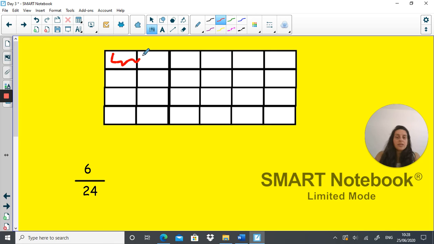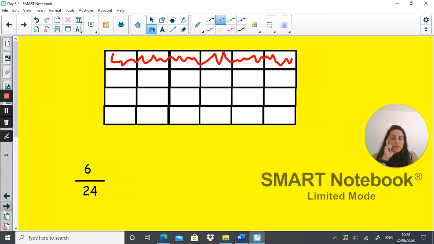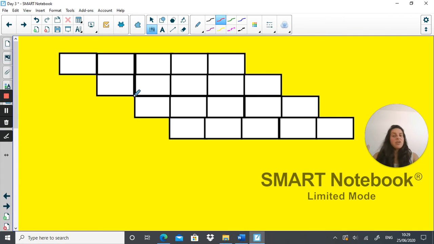So 1, 2, 3, 4, 5, 6. Obviously you would shade it in, colour it in properly, not with the line. I just can't do that with this pen on the screen. So 6 over 24 is an equivalent fraction to a quarter. Now I want you to try this, please.